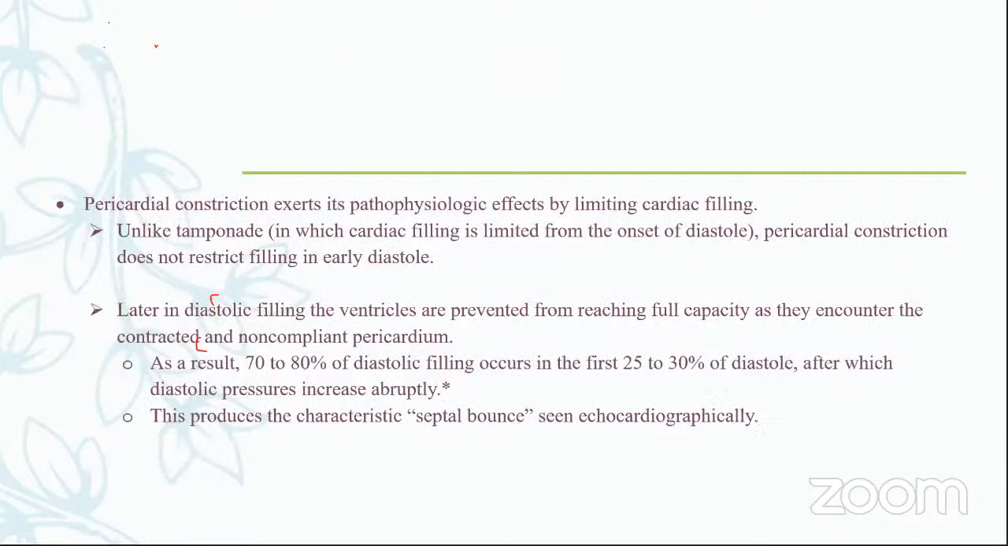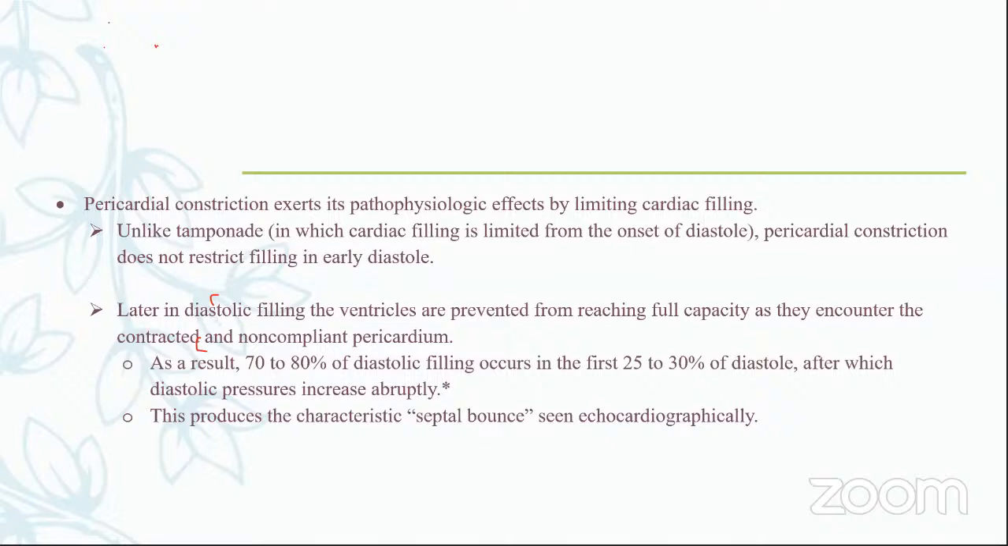Pericardial constriction exerts its pathological effects by limiting cardiac filling. Unlike tamponade, where cardiac filling is limited from the onset of diastole, in pericardial constriction early diastole is not restricted from filling. However, later in diastole, the filling of the ventricles is prevented from reaching full capacity as they encounter the contracted, non-compliant pericardium. As a result, 70 to 80% of diastolic filling occurs in early diastole, in the first 25 to 30% of diastole, after which the diastolic pressure increases abruptly.